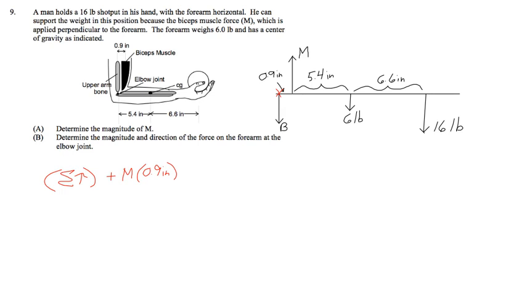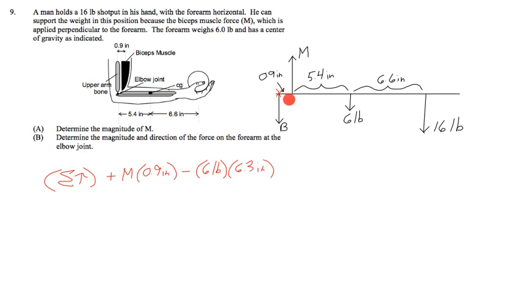The other two are in the opposite direction, clockwise. They're causing clockwise torques, so they're going to be minus. So it's going to be minus 6 pounds times its distance to the pivot point. What would that answer be? 6.3. Okay, 6.3 inches.